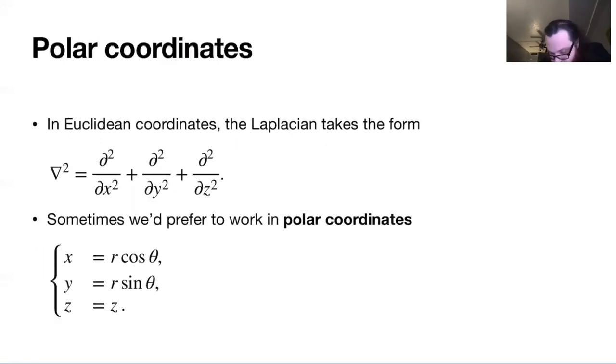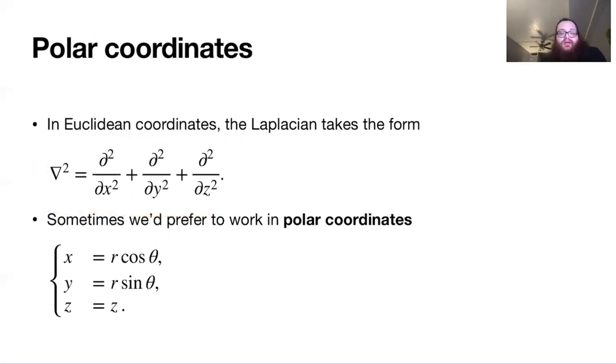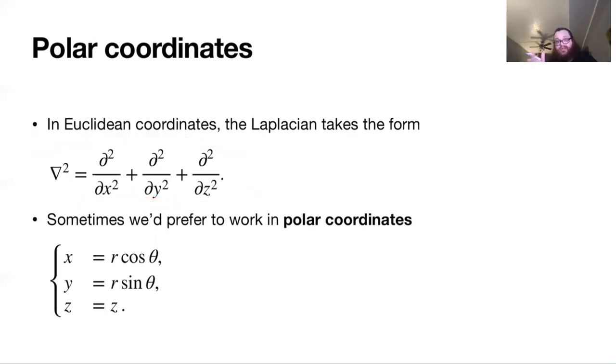Okay. So, this Laplacian that we've been writing previously looks like this. And so generally, when you apply this to a function, say u, you interpret this as saying, take 2 derivatives in the x direction, 2 derivatives in the y direction, 2 derivatives in the z direction, add them up. Okay. But sometimes we don't want to work with Euclidean coordinates.